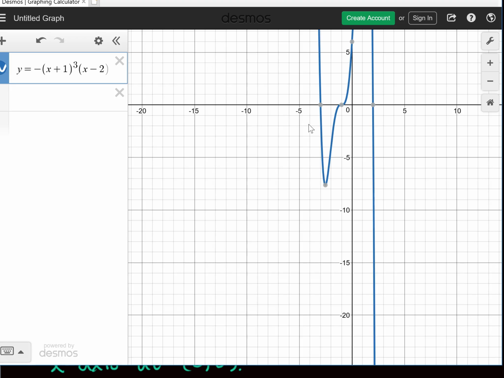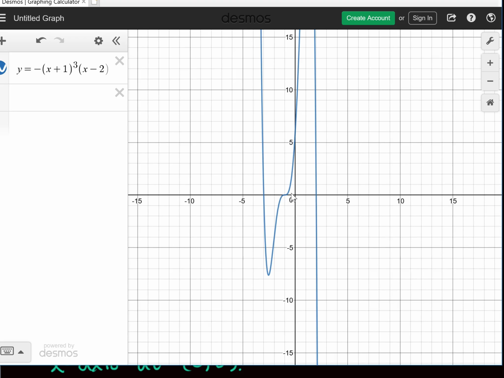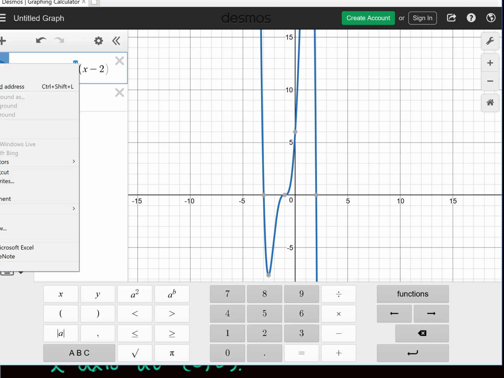So if you look at the graph of this, this is great. If you notice, I have 3 zeros, and each of these zeros has what we call an odd multiplicity. When we look at this negative 1, we call this a multiplicity of 3. And where does that multiplicity come from? It comes from this 3 right there. That's what we mean by multiplicity.